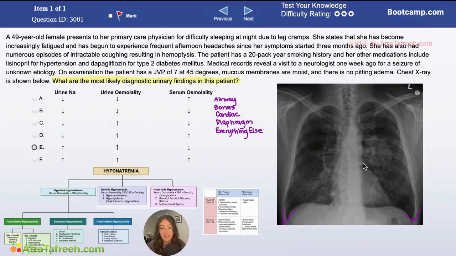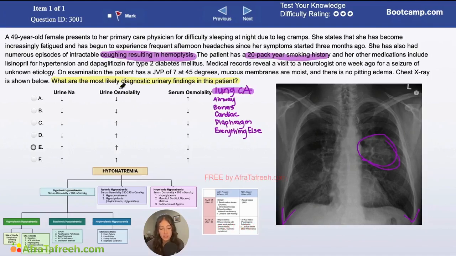And then finally, we'll get to the thing that's been staring you in the face probably the entire time I've been reading this x-ray. You can see right here, we have this giant mass in the lung. This mass in the lung, coupled with other aspects of the history, like a 20-pack year smoking history, as well as intractable coughing resulting in hemoptysis, should be alerting your spidey senses that we are dealing with a picture of lung cancer.